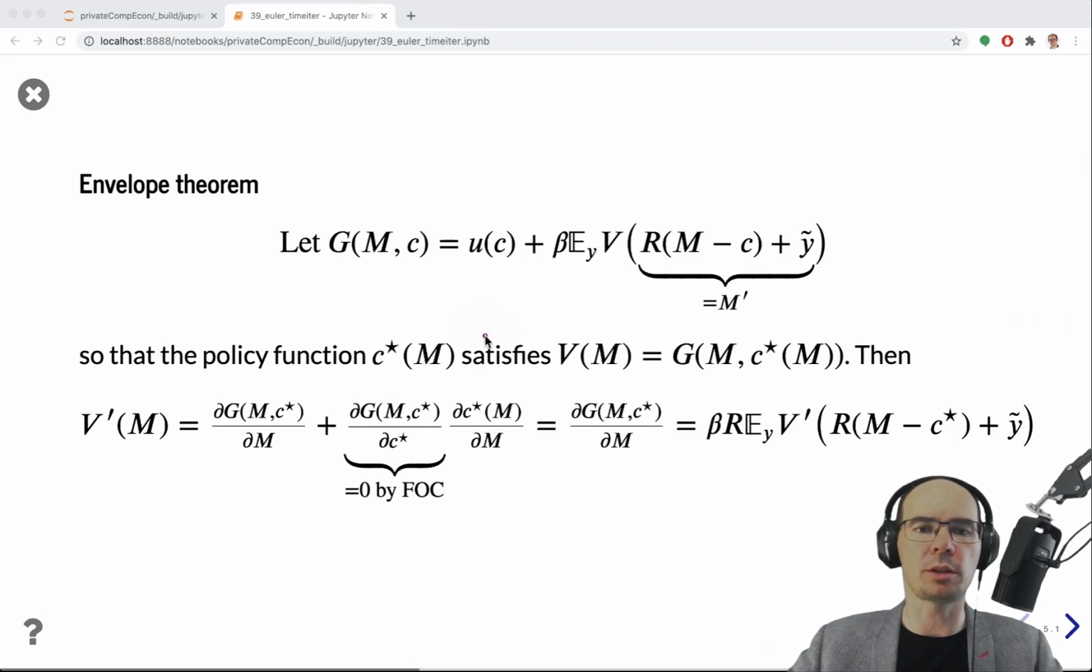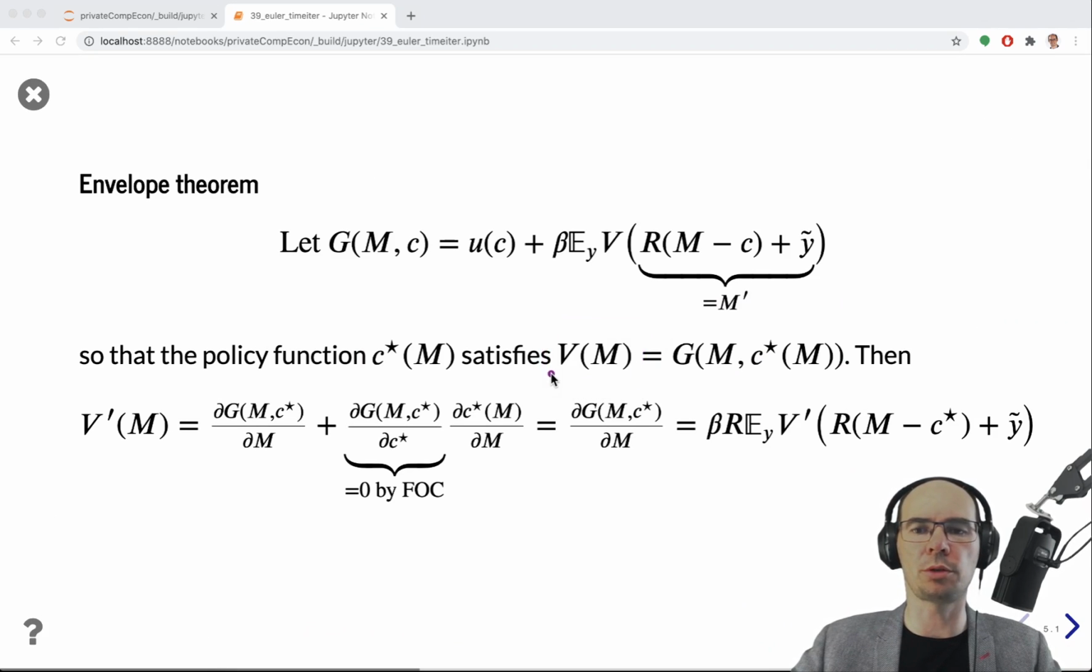Well, the way we've written it means that the solution to the Bellman equation, the argmax in the Bellman equation, the policy function, satisfies this equality. If we plug the c star into the g function, this is going to be a function of m, and that's exactly equal to the value. That's due to the Bellman equation, right? So if we plug back the solution into the Bellman equation, we get the value function.